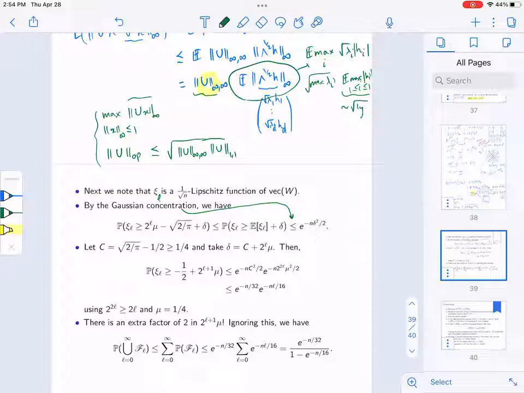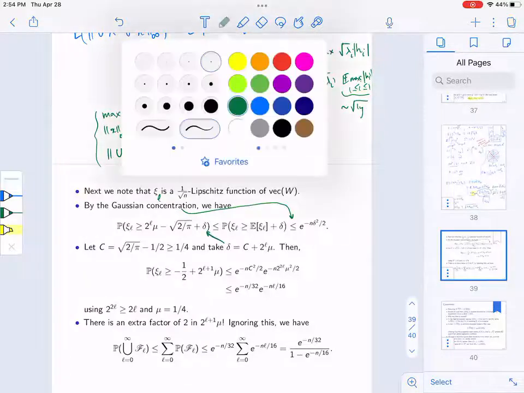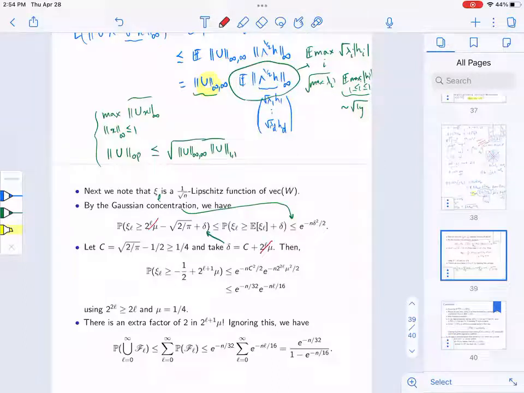Now we have to choose this delta. Again, this is the tricky part. I have no intuition here at the moment. But let's say we take C to be root 2 over pi minus 1/2. This is bigger than 1/4, let's say. And then I take delta to be C plus 2L mu. If I do that, so what would I get? Plug in delta here. Then these two cancel out. This cancels out with this.